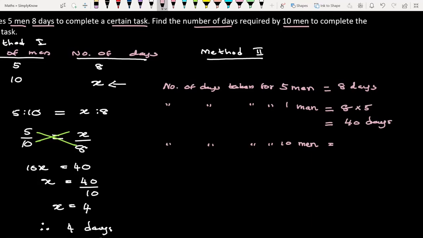So what about 10 men? Now again, number of men are increased. Then it has to be 40 divided by 10. It's 4 days.